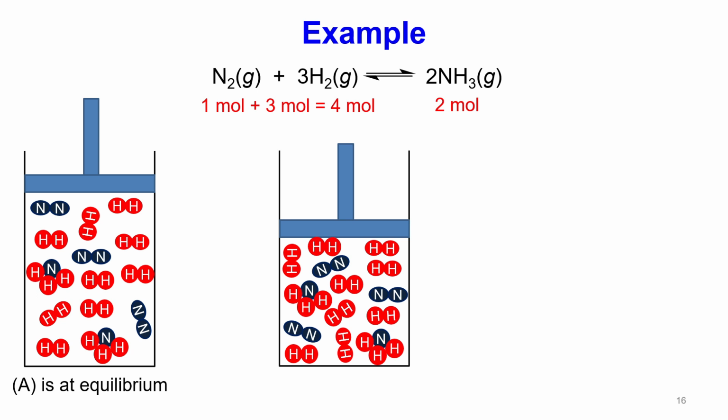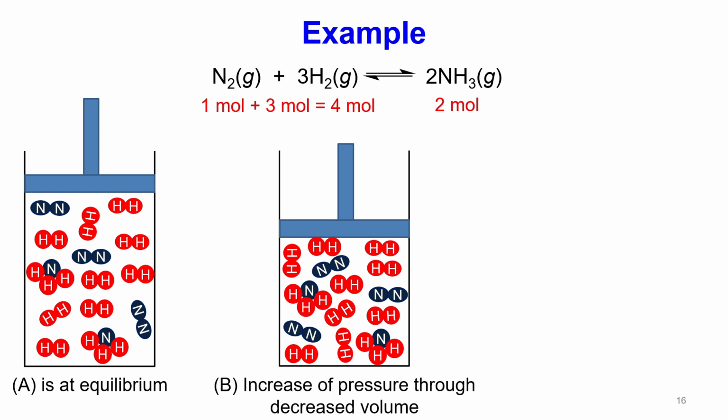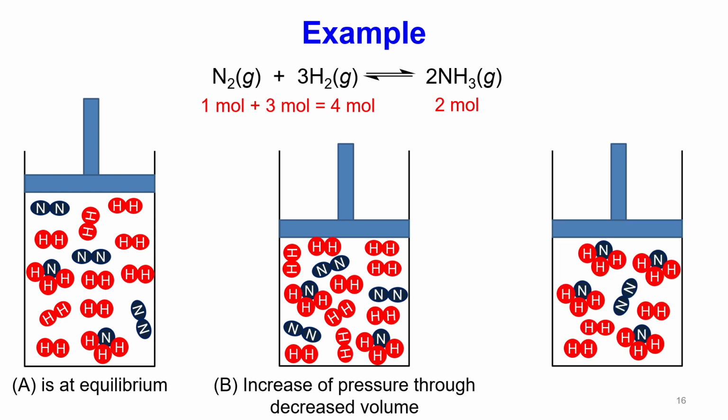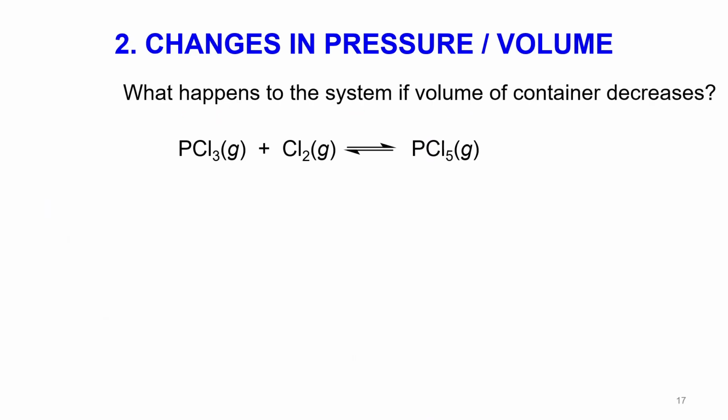Jadi mole yang sedikit di sebelah mana? At the right hand side. So dia akan increase the pressure through the decrease in volume. Okay, so dia akan shift to the right. Jadi bila dia shift to the right, equilibrium is re-established.